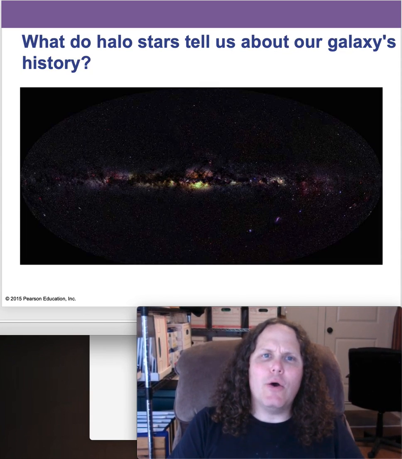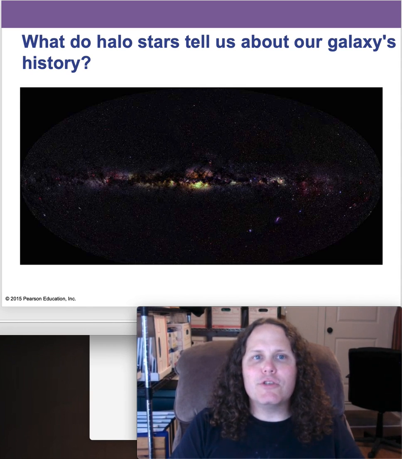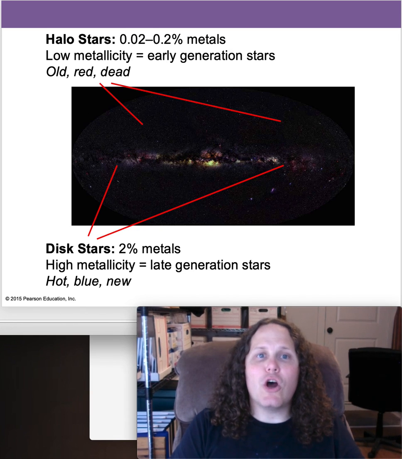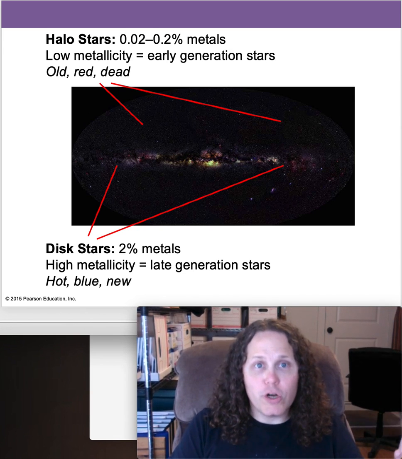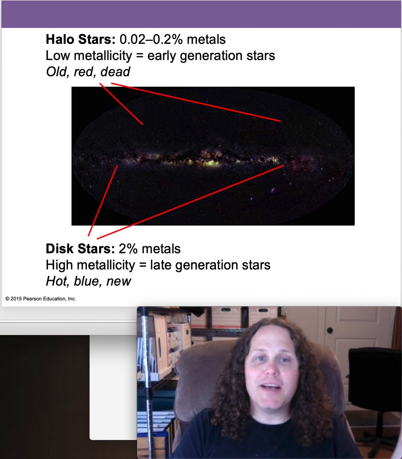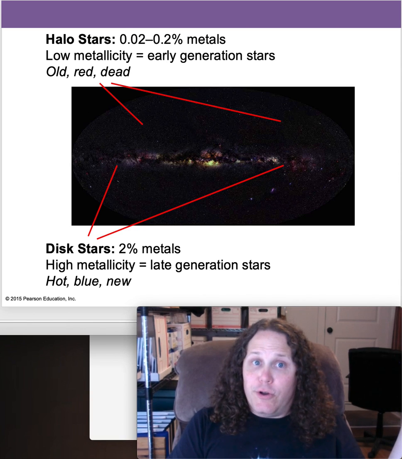But what about the halo? Well, it turns out the halo stars have a lot to tell us about galactic history because the halo stars are old, early generation stars. We know they're early generation because they have low metallicity. We also know that they are old because of their color.